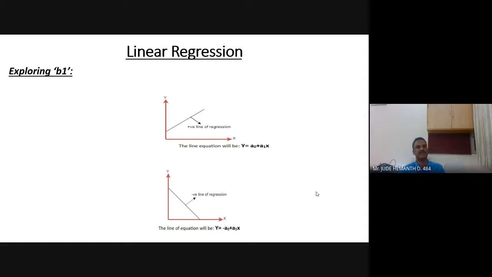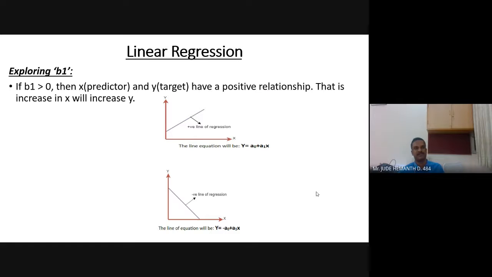Now we will see something about B1 and B0. What is B1 or A1? It is the slope. If the value of the slope is greater than 0, then your x and y will have a positive relationship. Remember that equation: Y is equal to B0 plus B1x, or A0 plus A1x. If that slope has a value greater than 0, then you will have a positive relationship. I am showing the diagram also for the positive relationship.